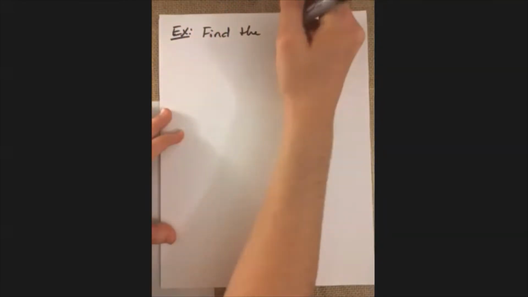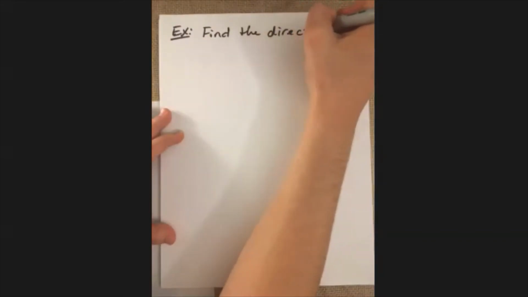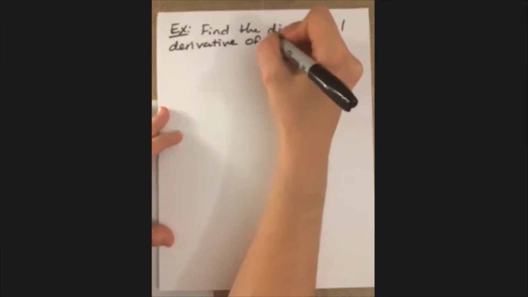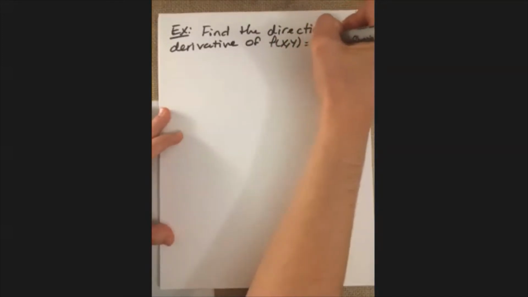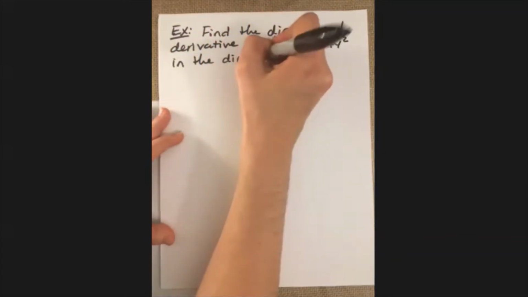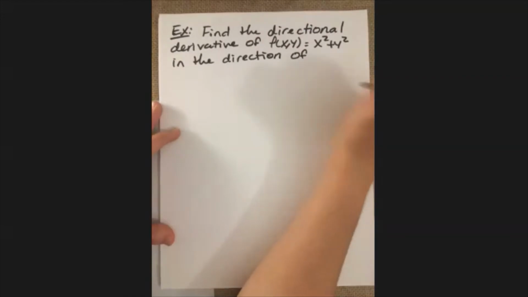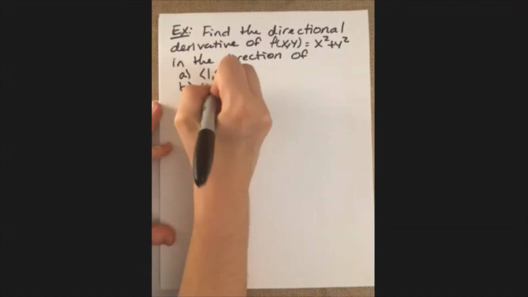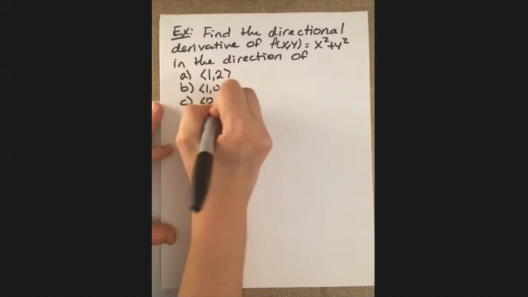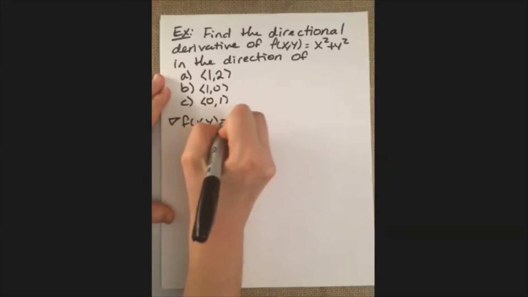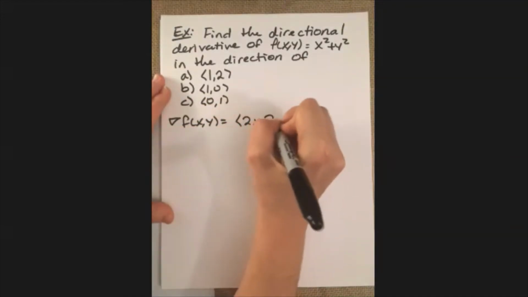So for the example that we're going to work with today, we're going to find the directional derivative of a function. We'll just reuse the same one that we had earlier, f of x, y equals x squared plus y squared, in the direction of the vectors 1, 2, 1, 0, and 0, 1. Okay, so we said earlier, first and foremost, that we always have to compute the gradient, and that is going to be equal to 2x, 2y.